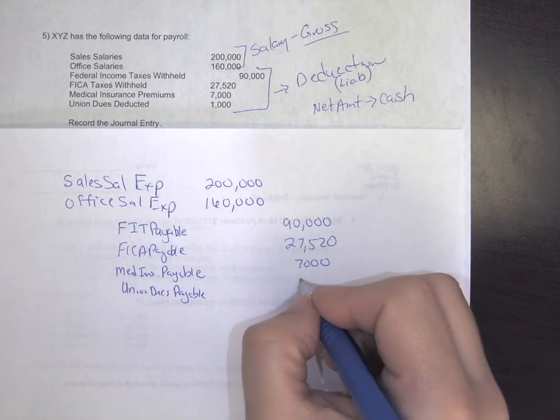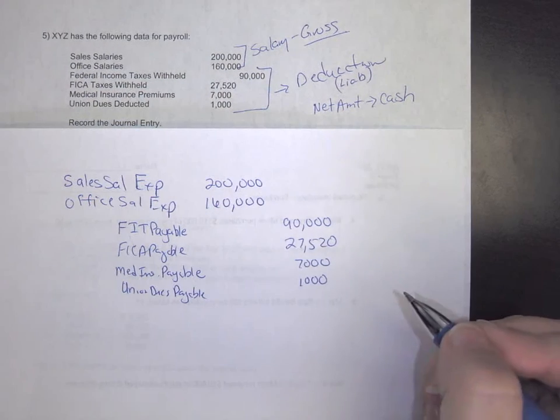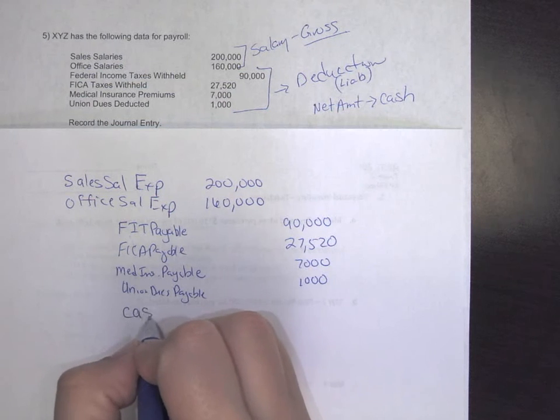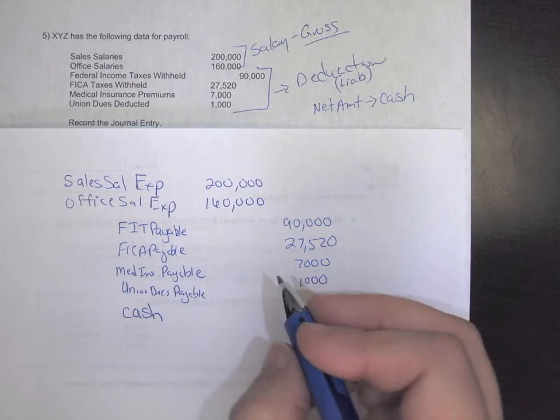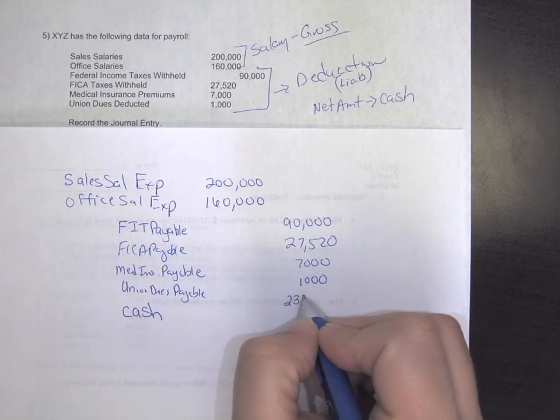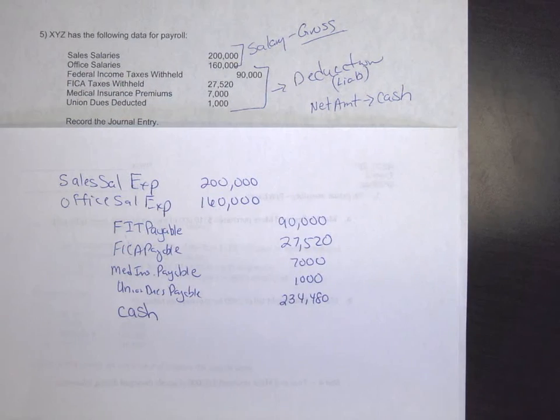Again, all those are liabilities. Those do have to be paid out to someone. The net amount that you are going to see after you take out all these deductions is what you're actually going to be paying out. Those are your payroll checks, the amount that would be paid out on those. In this particular case, this company is writing payroll checks that total $234,480. So that is the journal entry that you would be looking at.